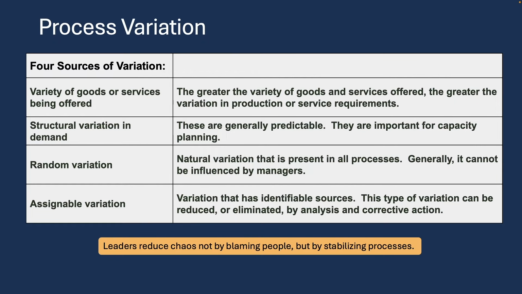Random variation is natural and cannot be influenced by managers. Assignable variation has an identifiable source. It may be a major snowstorm, a hurricane, a pandemic, a labor strike, new tariffs, or something else that can be explained, reduced, eliminated, or corrected. Leaders reduce chaos not by blaming people, but by stabilizing processes. Understanding variation allows leaders to distinguish between noise and real problems that require action.